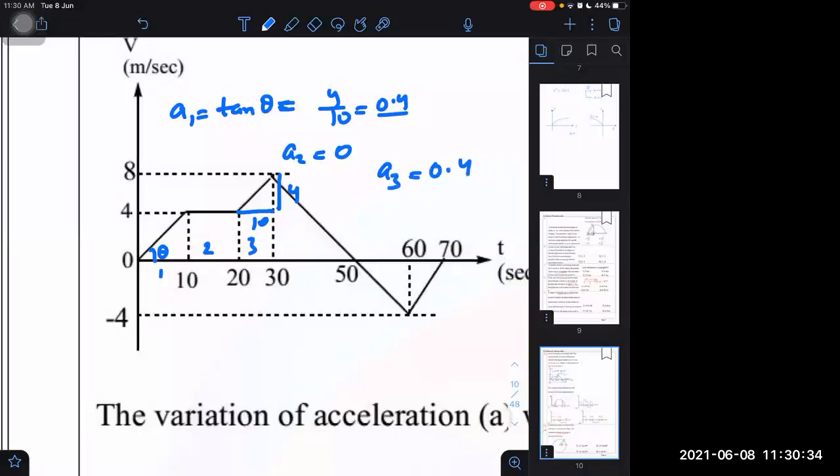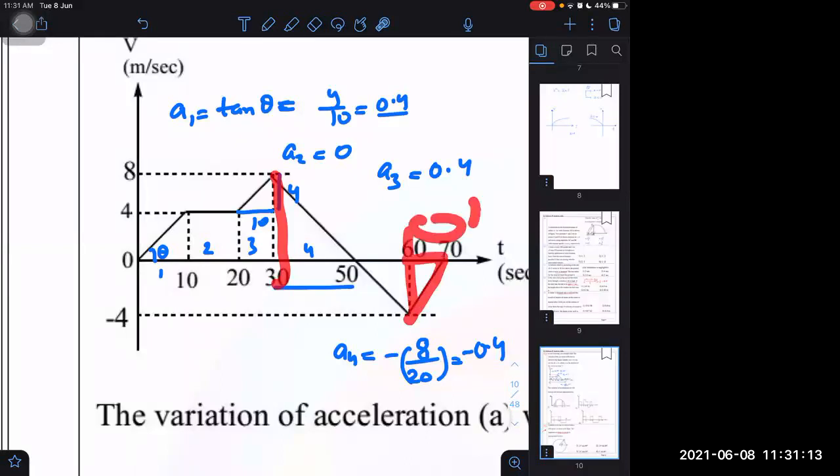Then come to the fourth interval, from 30 to 50. What is the perpendicular in the fourth interval? It is 8, and the base is 20. So A4 is minus 8 upon 20, which is minus 0.4. I think I should not have stopped here. It is the same straight line up to this, so I can continue up to that also. The fourth interval is not up to 50, it is up to 60. And then again 60 to 10 and again 4.